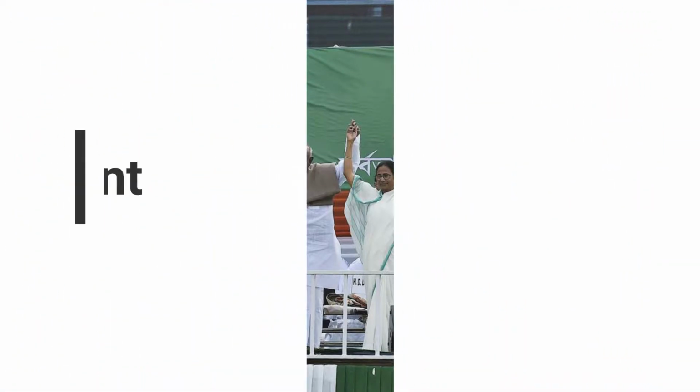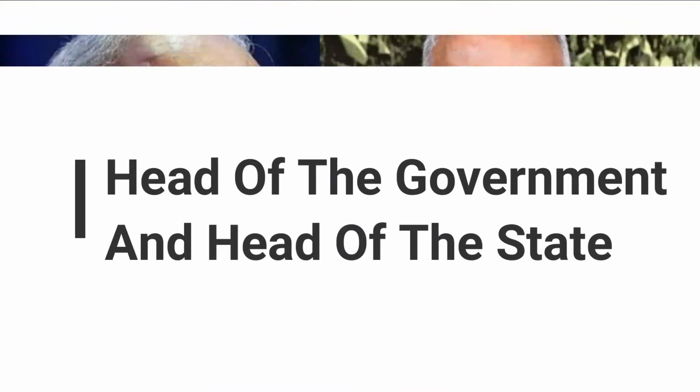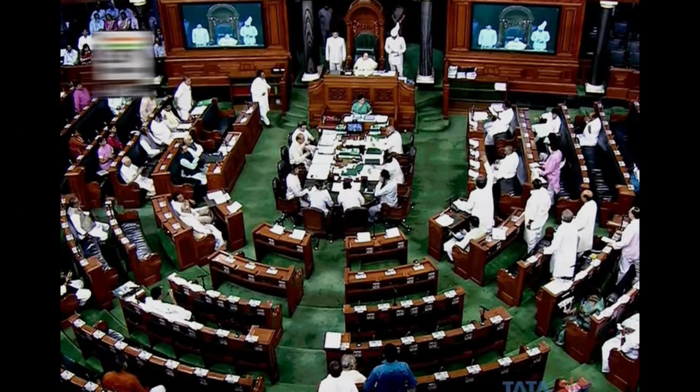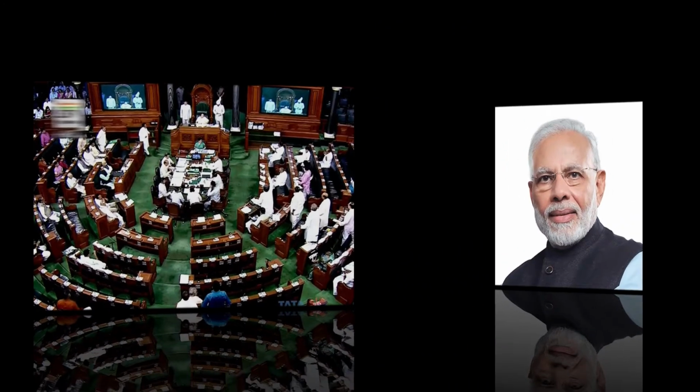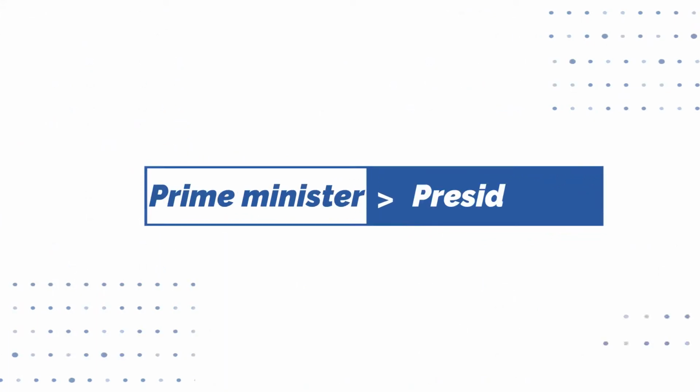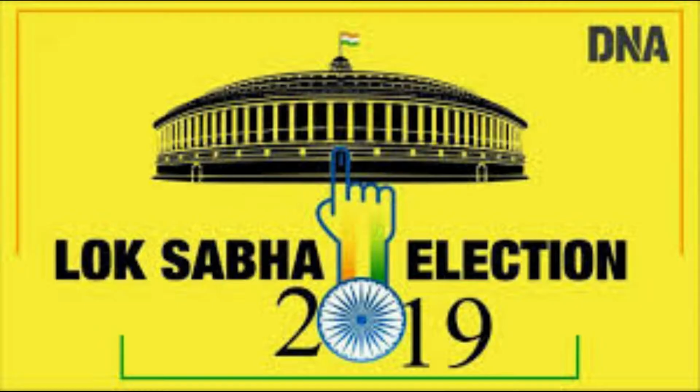Next up is the head of the government and the head of the state. In India, the head of the government is the Prime Minister and the head of the state is the President. The people elect the representatives into the Lok Sabha. The leader of the majority party or coalition in the Lok Sabha becomes the Prime Minister. The Prime Minister also needs to get elected to the Lok Sabha or the Rajya Sabha. The Prime Minister overall has more power than the President. The elections to the Lok Sabha are held every 5 years generally.